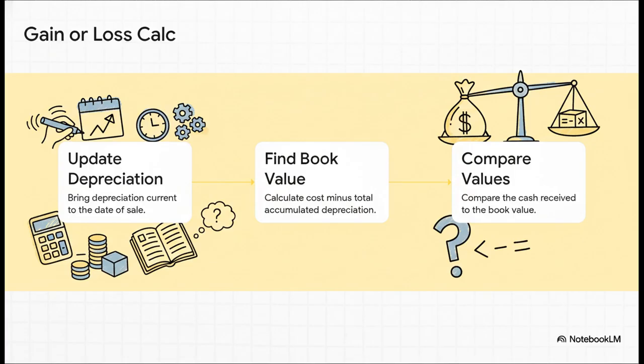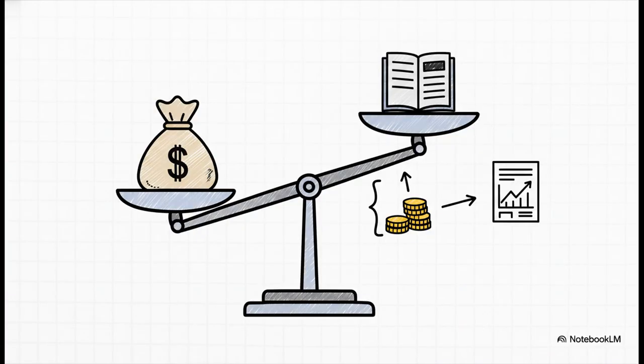Second, we identify the final book value, which our table tells us is $2,800. And third, and this is the important part, we compare the cash we got to the book value we're taking off our books. That comparison is what determines if we have a gain or a loss. And here's the result of that comparison. We received $3,000 in cash, which is more than the asset's value on our books, the $2,800. This gives us a $200 gain on the sale.